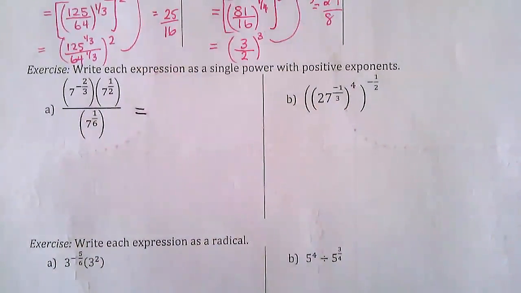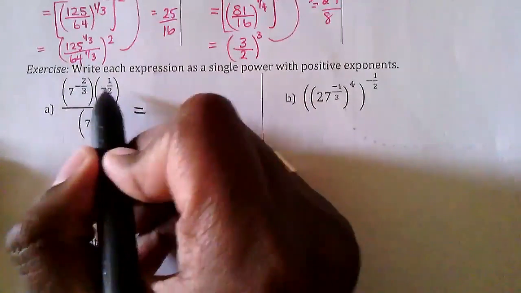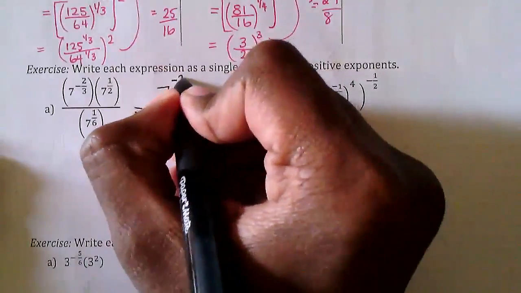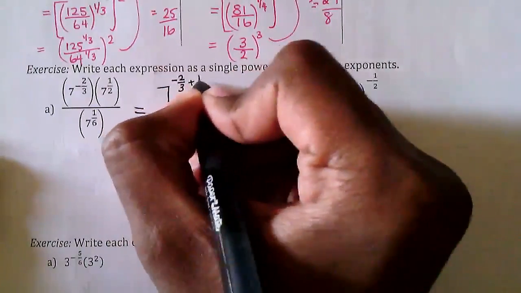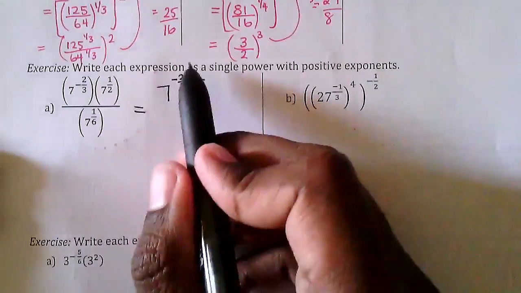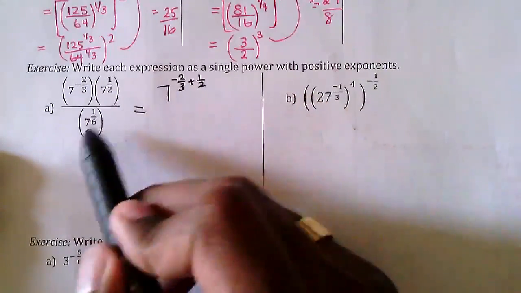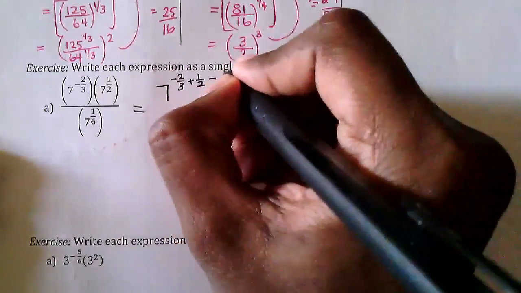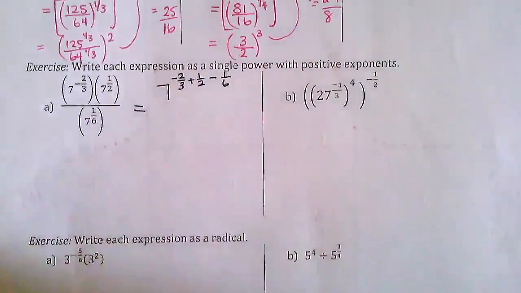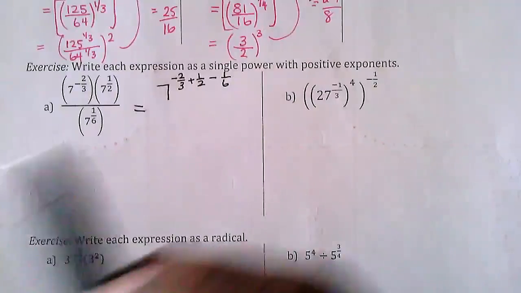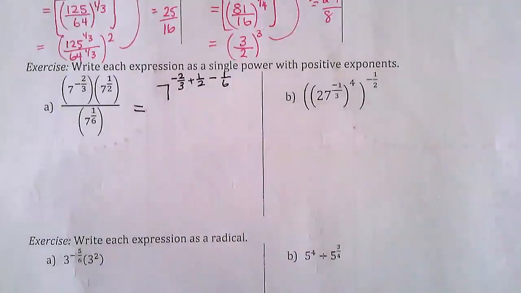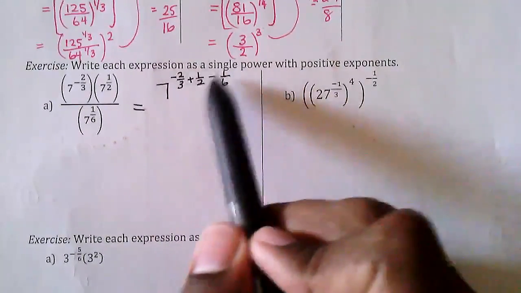So if I was to simplify this using the power laws, I'm multiplying two powers with the same base. So I'm going to keep the base and add the exponents. Then I'm going to divide this answer by this power. Again, both of these powers have the same base. And because I'm dividing, I'm going to subtract that exponent. So essentially, I have 7 to the power of negative 2 over 3 plus 1/2 minus 1 over 6. We need to do this math.